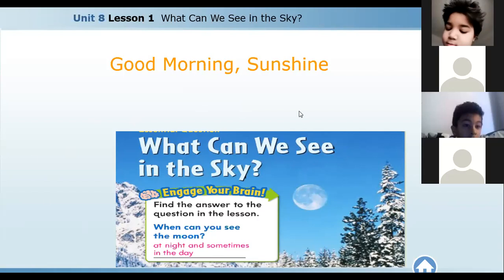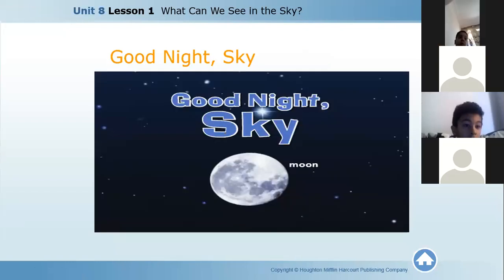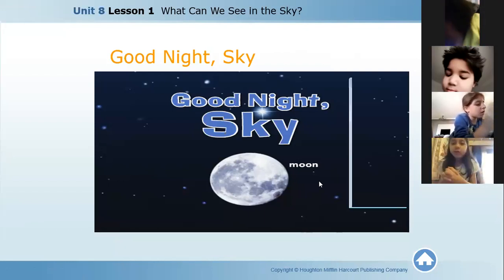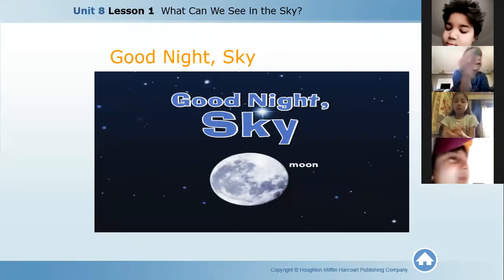Let's move on. Let's observe the sky at night. What do you see in the sky at night? Raise your hand if you know the answer. Esther? Yes, what do you see, Esther? I see moon. Moon. Excellent. And what else? And stars. Excellent. Thank you, Esther. Like what Esther said, in the sky at night you can see the moon and the stars.